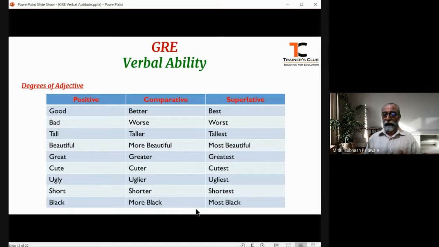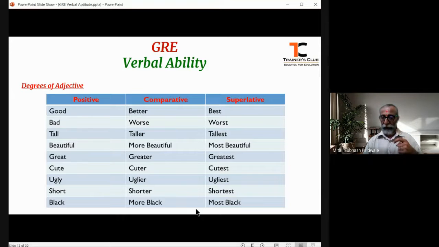Tall, taller, tallest. Beautiful, more beautiful, most beautiful. It is not beautiful, beautifuler, beautifulest. It is beautiful, more beautiful, most beautiful. Great, greater, greatest. You see, a synonym for beautiful is cute. For beautiful, it is beautiful, more beautiful, and most beautiful. But for the word cute, it is cute, cuter, and cutest.